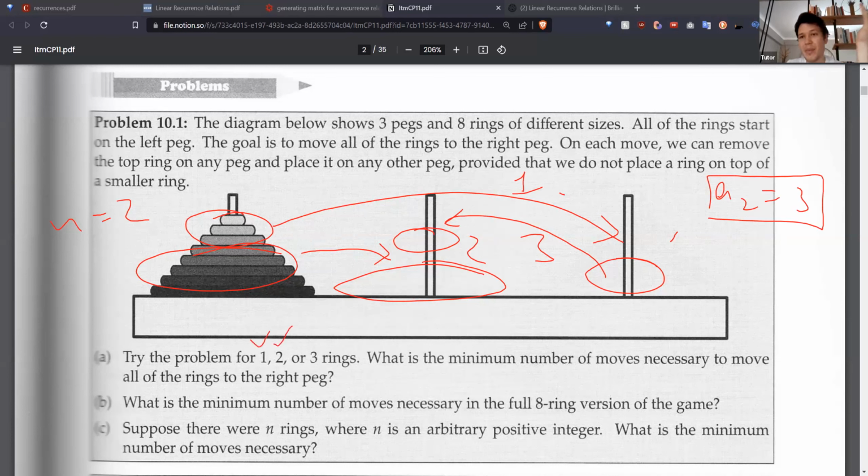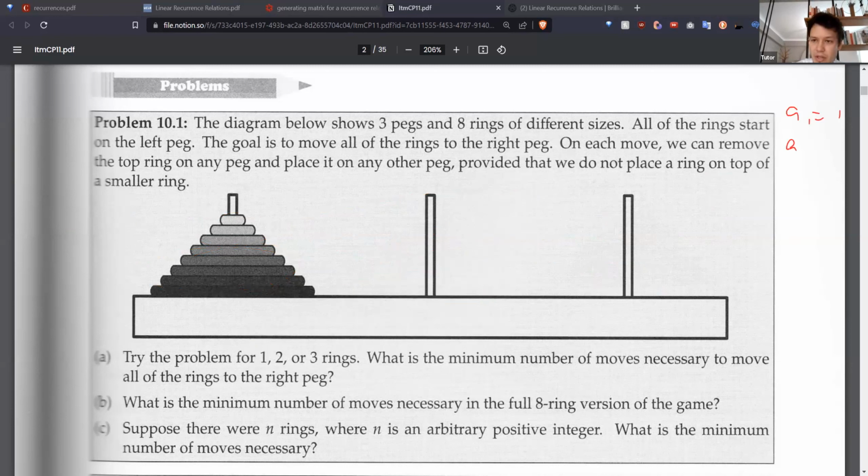Now the question is, what happens if the number of rings keeps increasing? Let me write it here: a1 equals 1, a2 equals 3. Maybe we're going to notice a relationship. That's what you usually want to do, notice if there is a relationship. So far we have 1 and 3. What would happen if I had 3 rings? So 1, 2, 3. Okay, so I have 3 rings. How would I move them? I want to take this and move it here, so that I have the big, the medium, and the small. How could I do that?